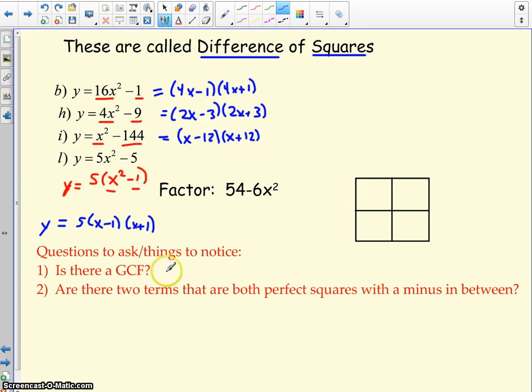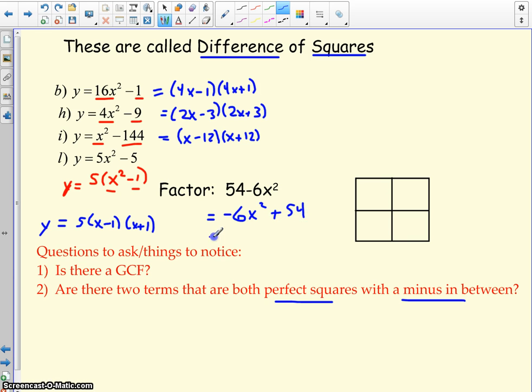Okay, so if you're going to see a difference of squares pattern, one thing you're going to check, you're always going to check for greatest common factor. If you have two terms that are perfect squares that are being subtracted, you're looking at a difference of squares pattern. So I'm going to look at this example down here, 54 minus 6x squared. What I'm going to do first, I like having the x squared term written first. I'm going to have negative 6x squared plus 54.